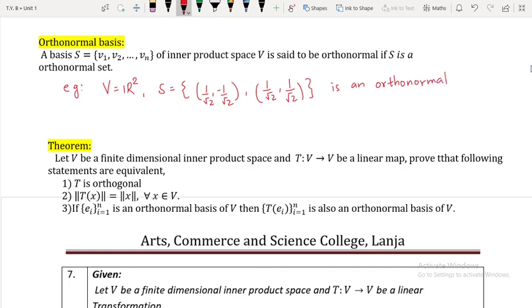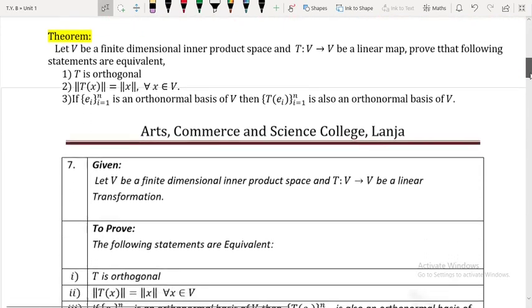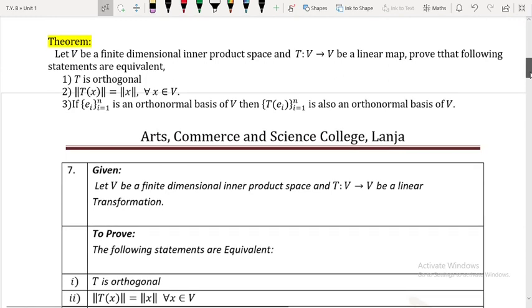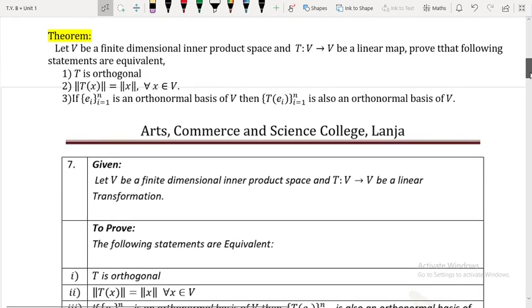Okay, because this S is an orthonormal set. Again, if you go for the determinant, it is going to be what? Non-zero only, right? Okay, now as we have seen the definitions of orthogonal basis and orthonormal basis, now we can go forward to our theorem, right?